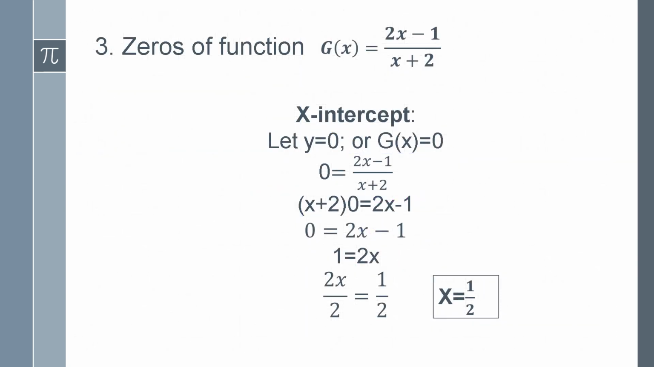And then, the third part, the zeros. So, alam naman natin yung zeros ay yung x-intercept. So, the zeros is x is equals to 1/2.